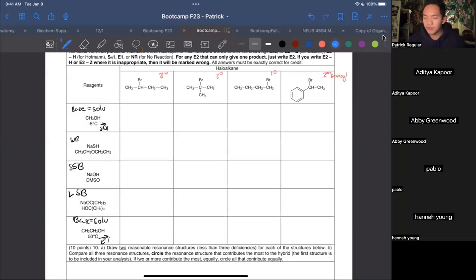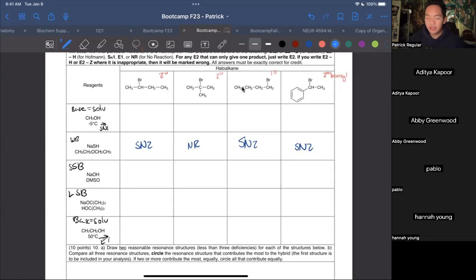First, I'm going to do the weak base, because the weak bases are going to be easy. They either do SN2 or they don't. All right, let's take a look. Secondary, SN2. We know this. Check this out. Tertiary, no reaction. One thing that it doesn't react with is tertiary. Primary, SN2 works out. Secondary benzylic, as long as it's not tertiary, it'll do SN2.